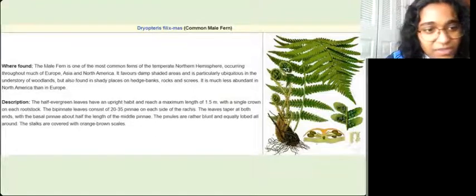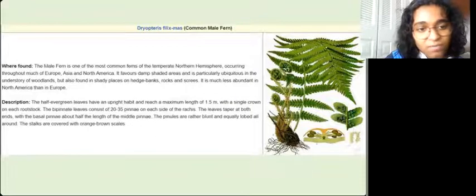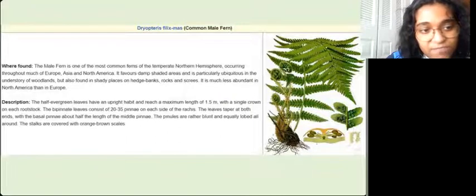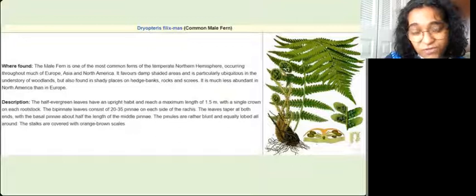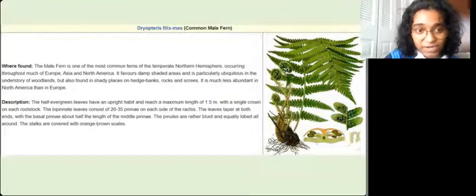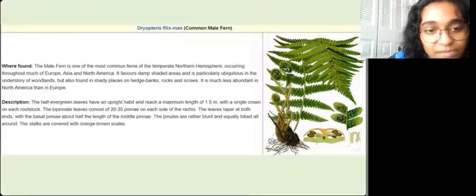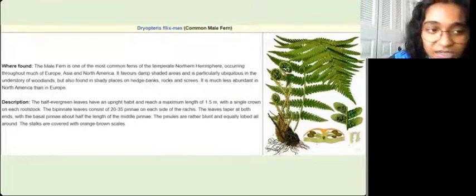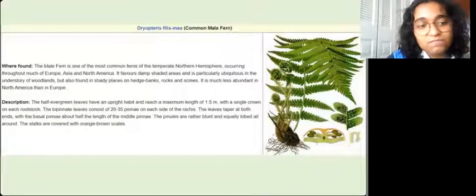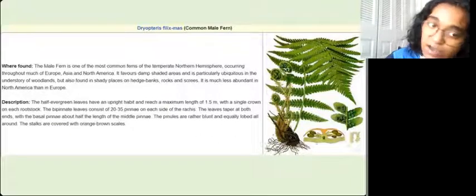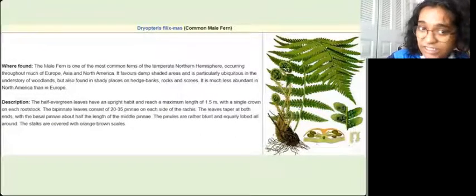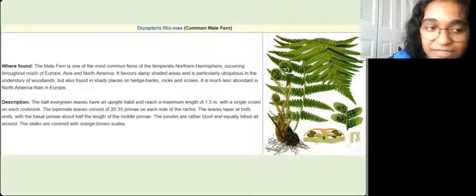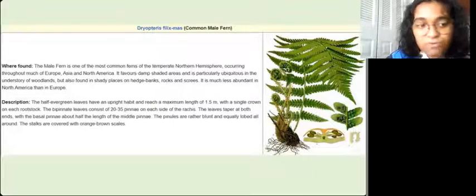The common male fern is found in the temperate northern hemisphere, occurring throughout much of Europe, Asia, and North America. It favors damp and shaded areas and is particularly abundant in the understory of woodlands, but also found in shady places on hedge banks, rocks, and streams. It is much less abundant in North America than in Europe.